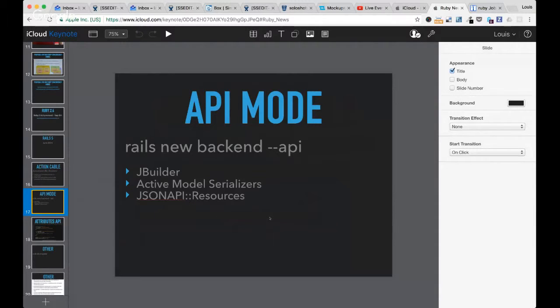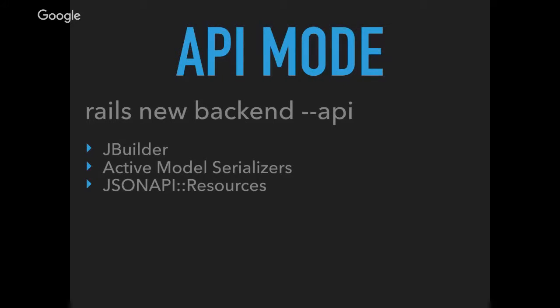And then there's also API mode, which you just pass dash API, and you don't get all the views. So a lot of people are just using Rails for like a backend, like a REST API. And it mentions 3 libraries you can use to create a JSON API: JBuilder. We used Active Model Serializers, which I'm not sure I'd recommend. We had some issues with it, so I kind of want to look into the other ones. And then there's JSON API Resources.